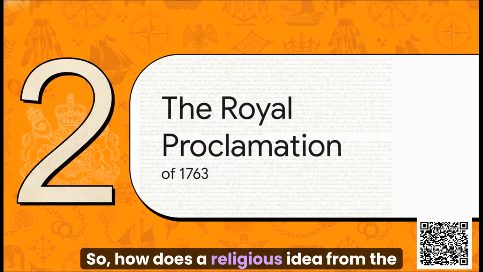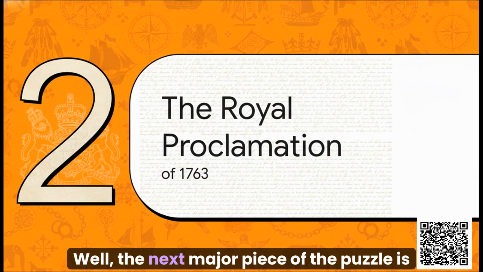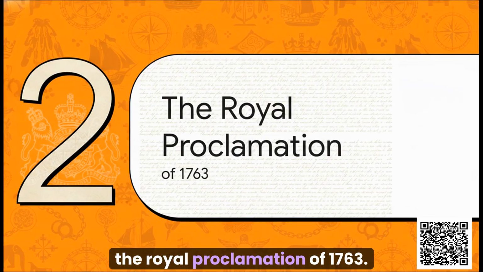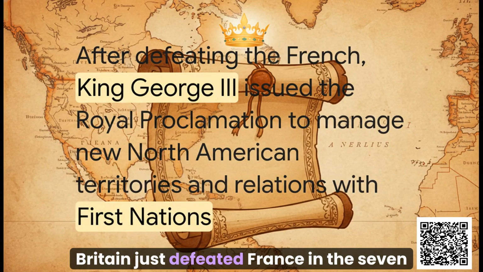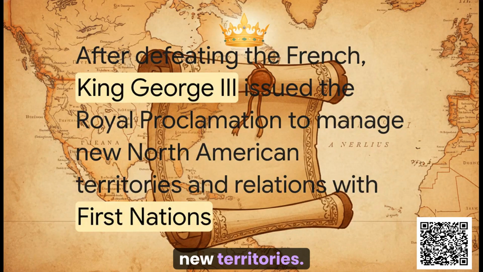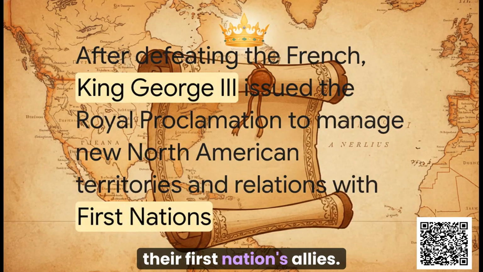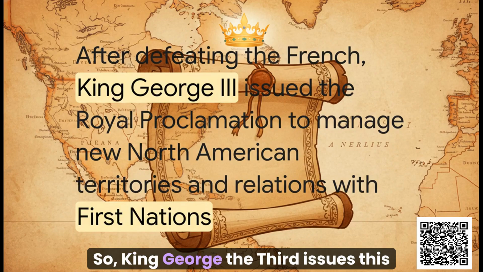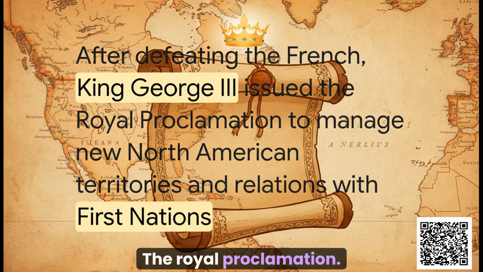So, how does a religious idea from the 1400s turn into actual British law in North America? Well, the next major piece of the puzzle is the Royal Proclamation of 1763. Okay, so picture this. It's 1763. Britain just defeated France in the Seven Years' War. Suddenly, they're in charge of these huge new territories. They desperately need a way to manage it all, especially their relationship with their First Nations allies. So, King George III issues this incredibly important document, the Royal Proclamation.